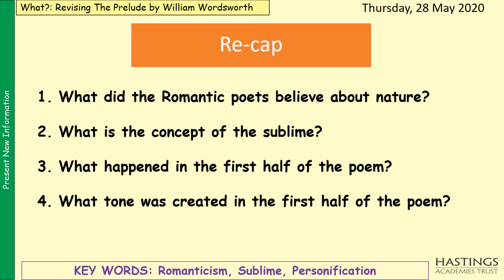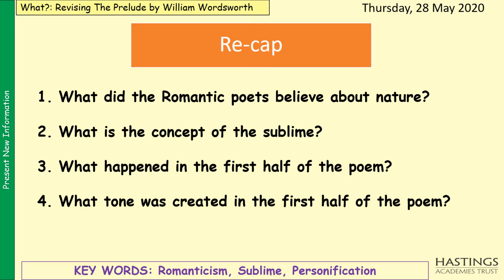Number 3, what happened in the first half of the poem? In the first half of the poem that we read last time, hopefully you remember, we had our narrator steal a boat and go out rowing on the lake. There was a sense of peacefulness, it was a very idyllic setting, and we also had this idea that the poet was very confident, quite arrogant in his power over nature at that point in the poem.